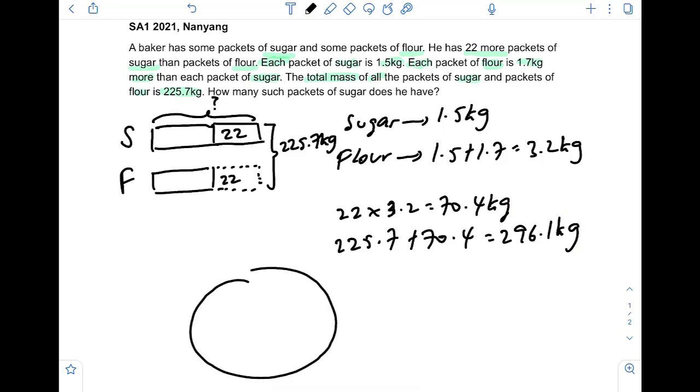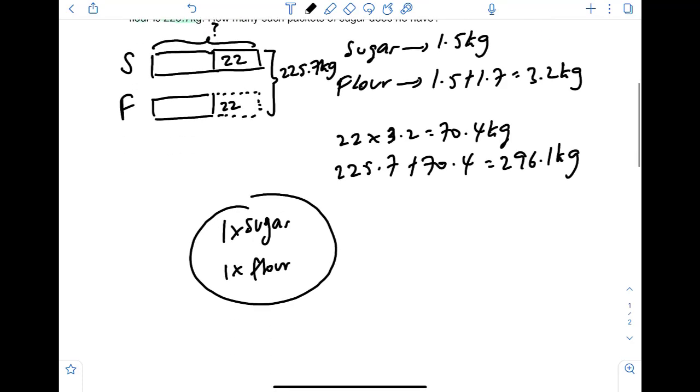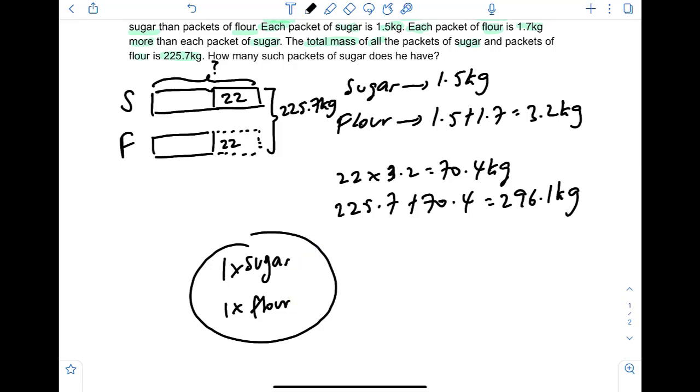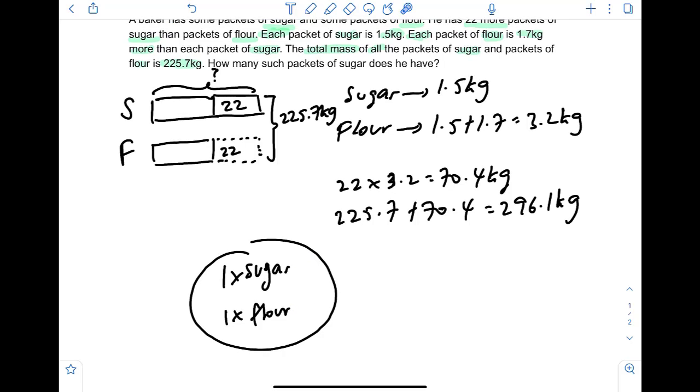So in one group, we will have exactly 1 sugar packet and 1 flour packet. In just one group alone, the mass of 1 sugar and 1 flour, if they are equal in number, what would that be? It will be 1.5 plus 3.2, which is 4.7 kg. That is just one group.